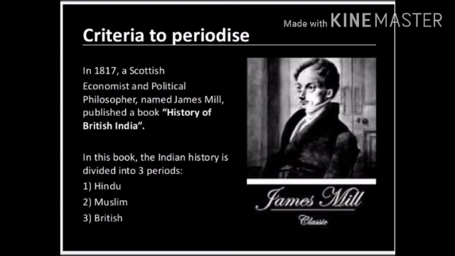Criteria to periodize. In 1817, a Scottish economist and political philosopher named James Mill published a book, History of British India. In his book, the Indian history is divided into three periods: Hindu, Muslim, and British. Indian historians were not in favor of this history, because what James Mill wrote was always about the superiority of the Britishers.